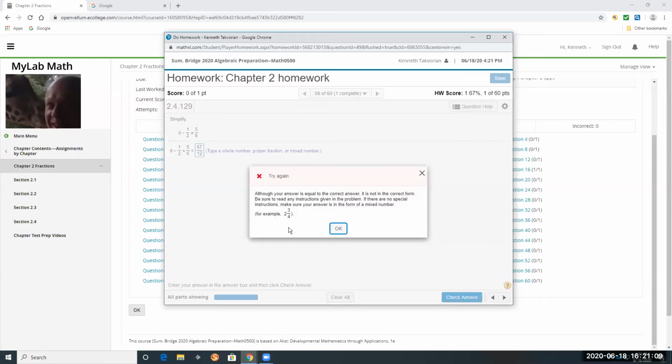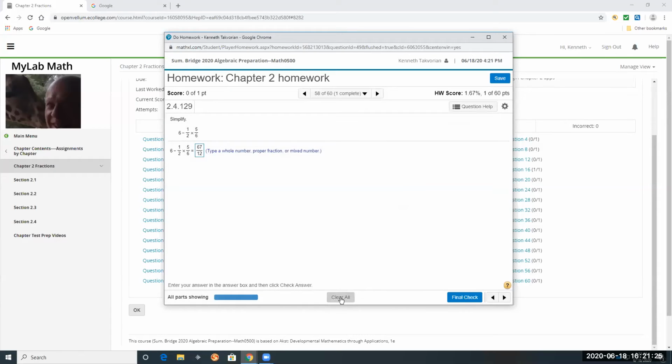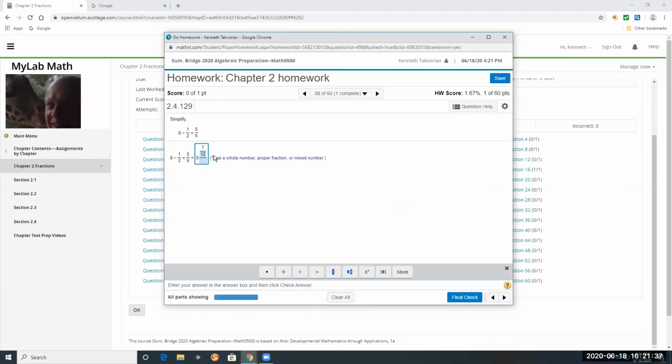This time, the reason it didn't like that answer is that it wants the answer written as a whole number, a proper fraction, or a mixed number. The fraction we have is an improper fraction, so that is incorrect. If I change this over into a mixed number, I think I'm going to be okay. So I'm going to put in 5. And the remainder will be 7 divided by 12. Whoops. I'm going to use the arrow key to bring myself down. There's 12. So final check.